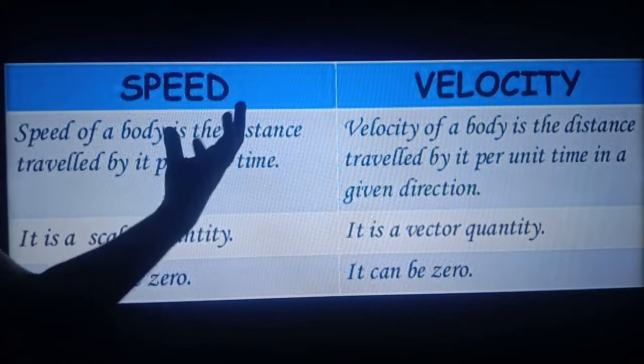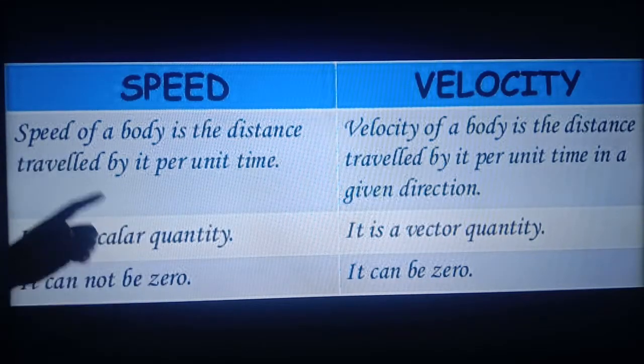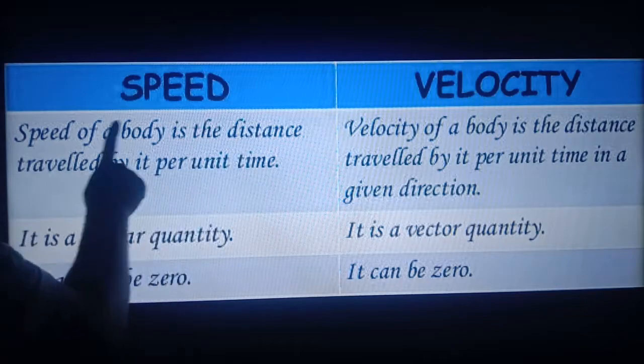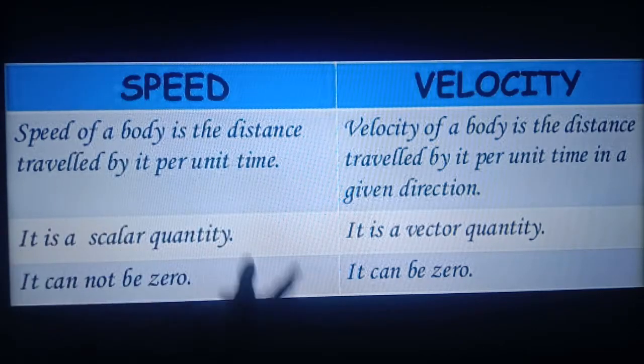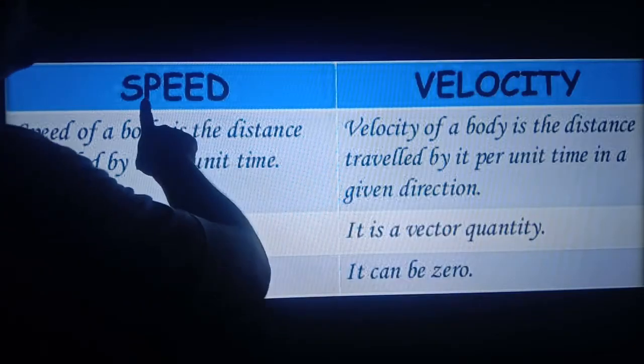Next is speed and velocity. So the main difference is speed is a scalar quantity, whereas velocity is a vector quantity. What is speed? Speed of a body is the distance travelled by it per unit time, means the distance travelled by a body in unit interval of time is known as speed.